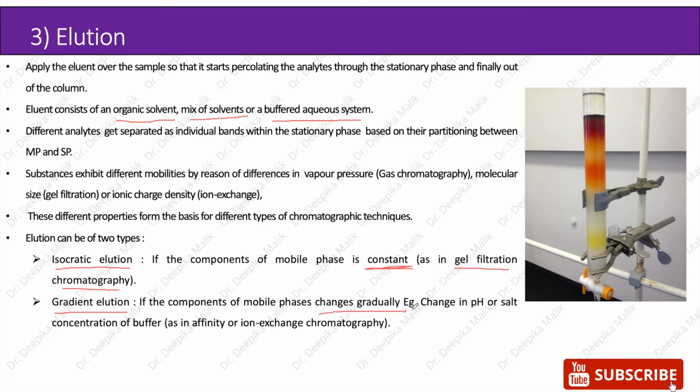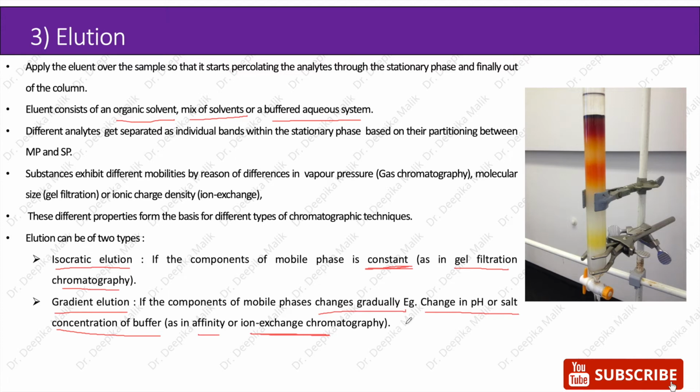For example, a change in pH or salt concentration of the buffer is done in the case of affinity and ion exchange chromatography, which means that a solvent or buffer of different pH and salt concentration are used one by one for eluting the solutes or analytes from the column.